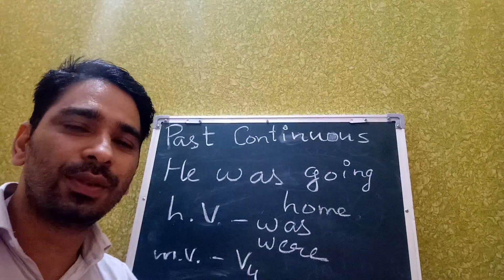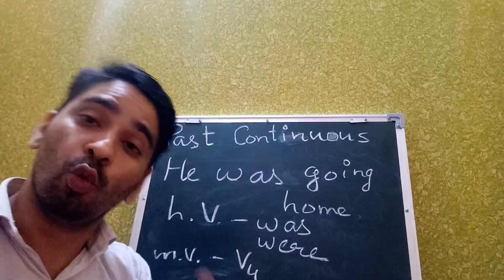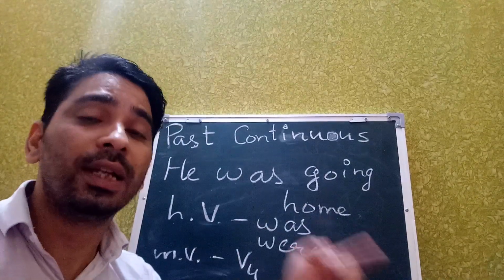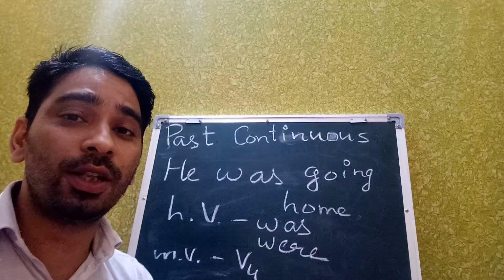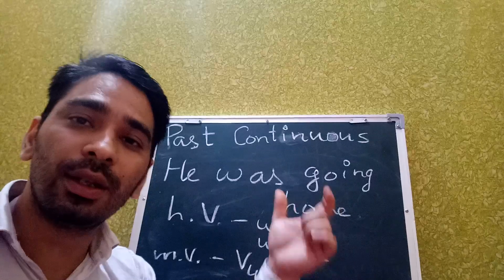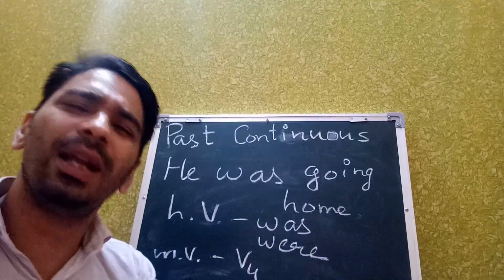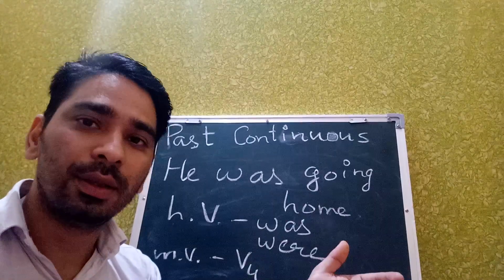I hope this particular tense is not difficult to understand. Something was happening. When I reached his house, he was playing the guitar. When I reached the college, the teacher was teaching something. So something was happening in the past at that moment, at any moment. I hope you now understand.